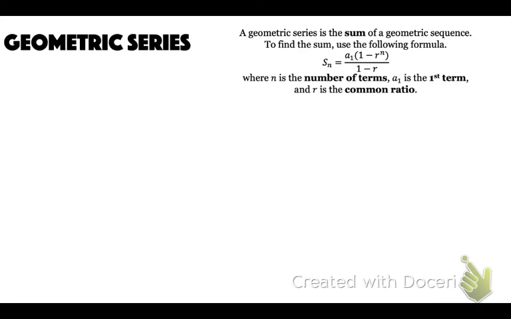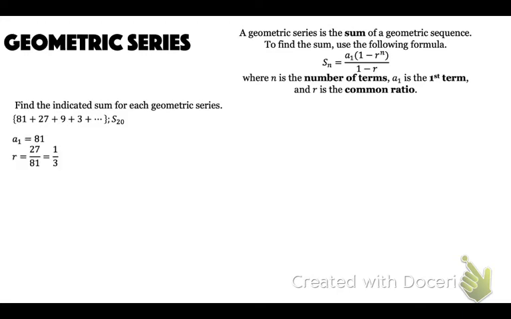Okay, so if we're given this sequence right here, 81, 27, 9, 3, and so on, and we want to find S sub 20. Well, first, we need to figure out what r is. We know what a sub 1 is. a sub 1 is 81. Now, r is 1/3. Now, there's a trick to finding r, and this will always work.